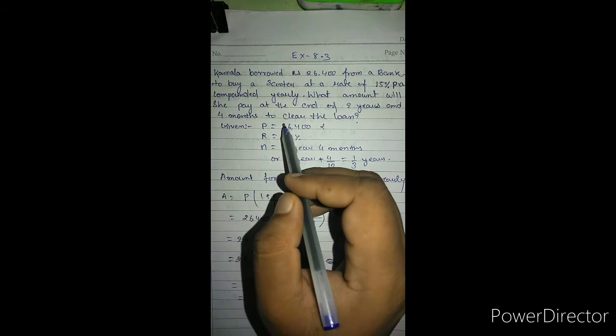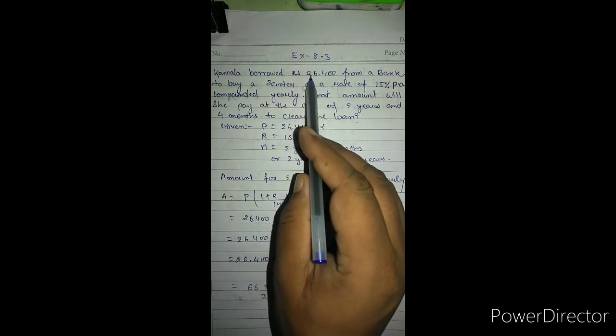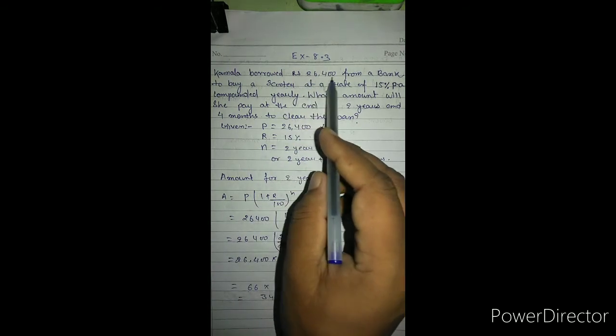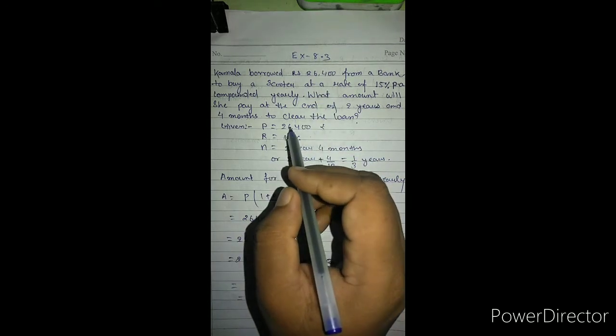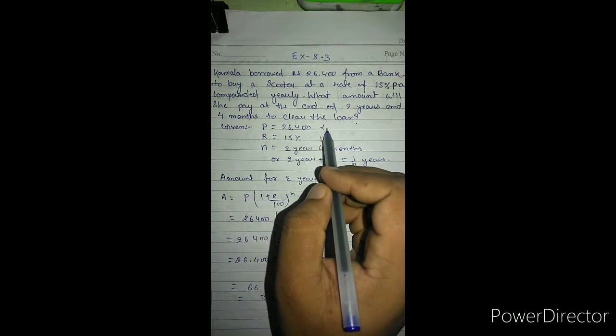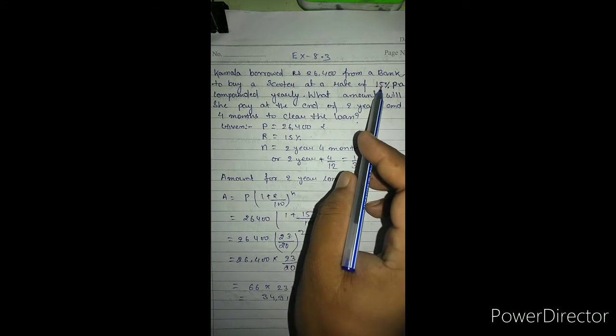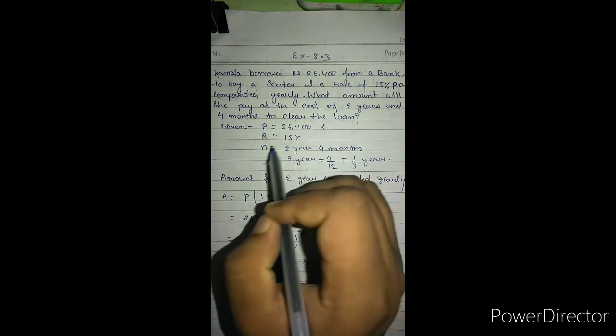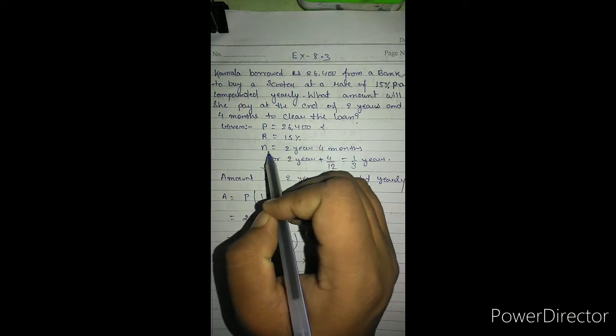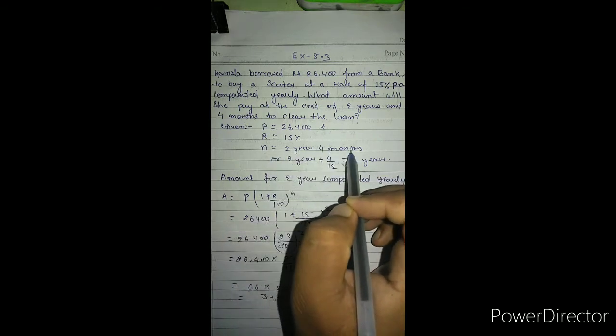So basically what is given: the principal amount is given here, 26,400 rupees. So P is equal to 26,400 rupees. Rate is given 15%, and time is given, means the number of years is given here, 2 years 4 months.